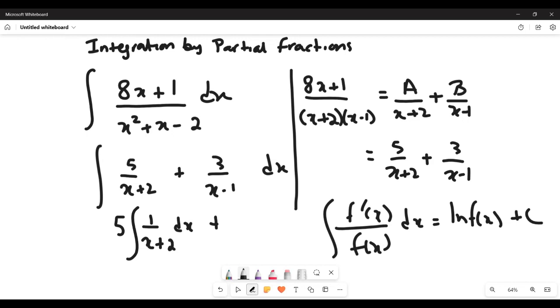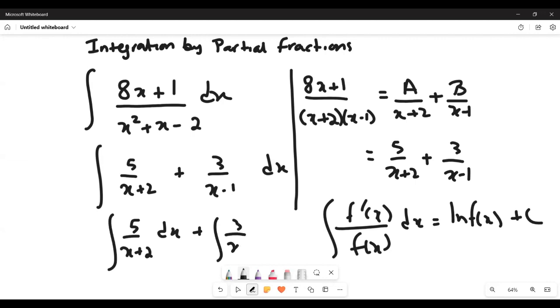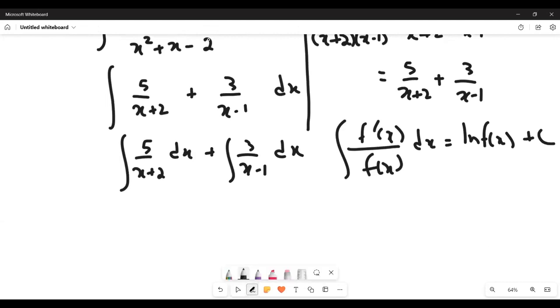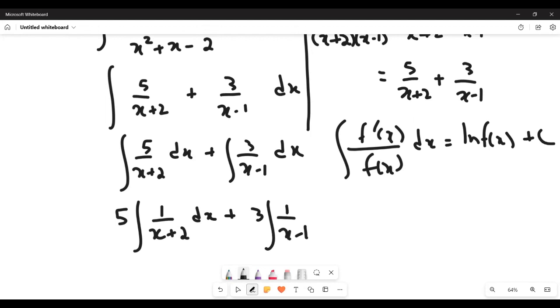We're writing the integral with both expressions. So let me just do an additional step in case it confuses someone. So we're integrating this, and we're integrating this. So 5 can be written outside, and inside we get 1 over x plus 2. And 3 can be written outside, and inside we have 1 over x minus 1 dx.